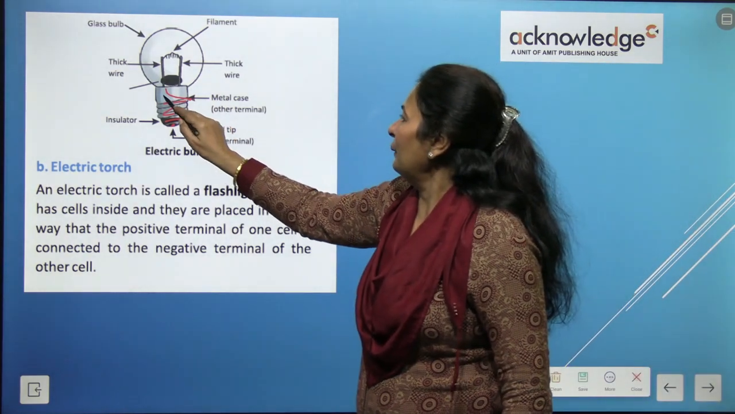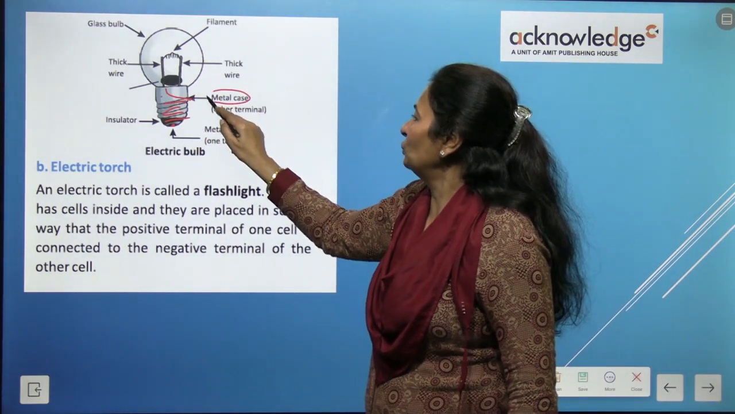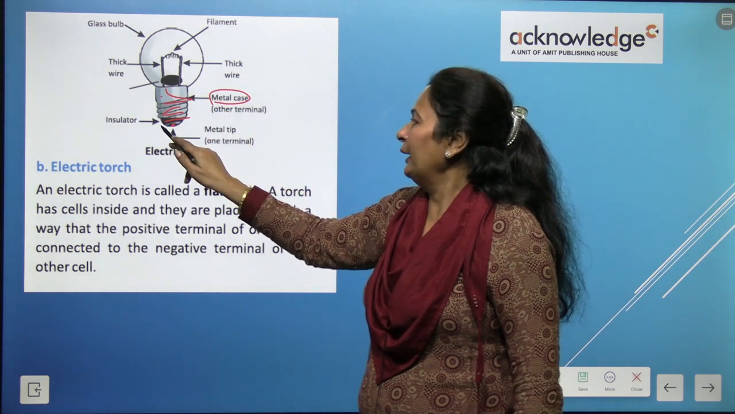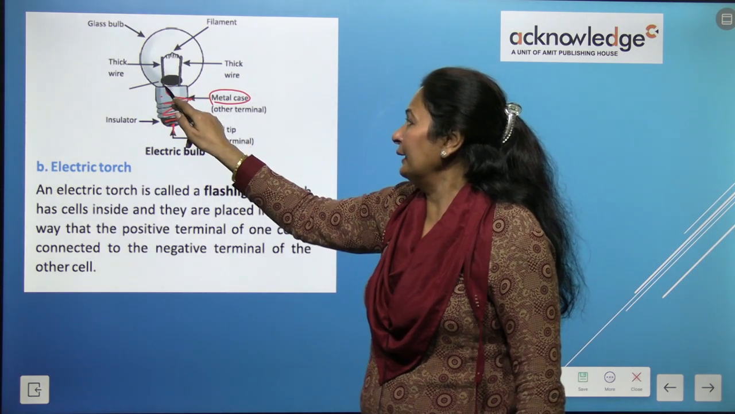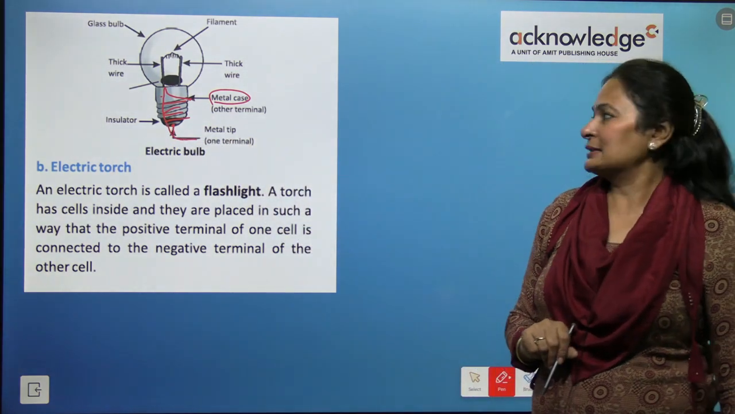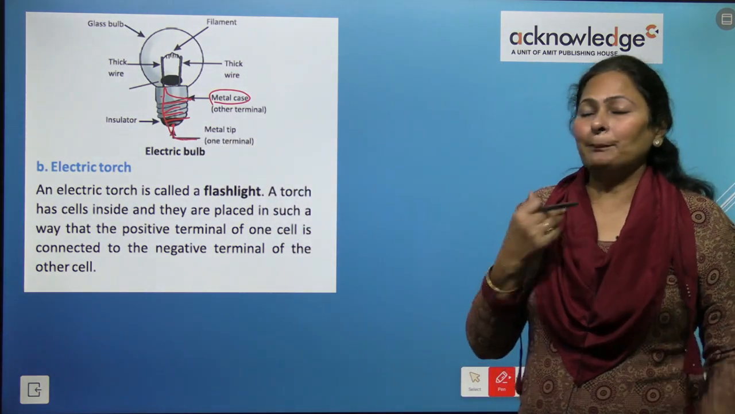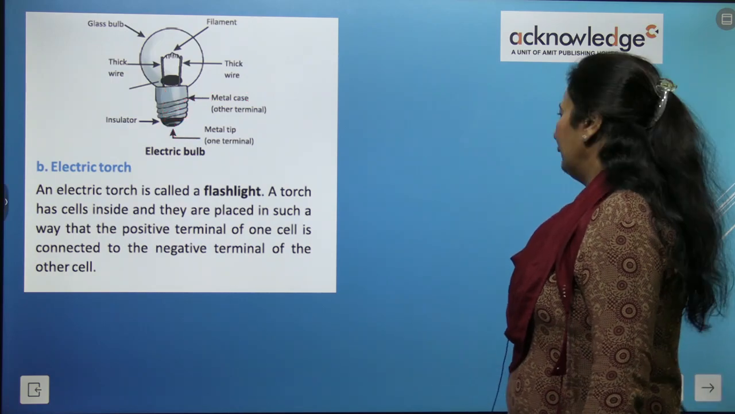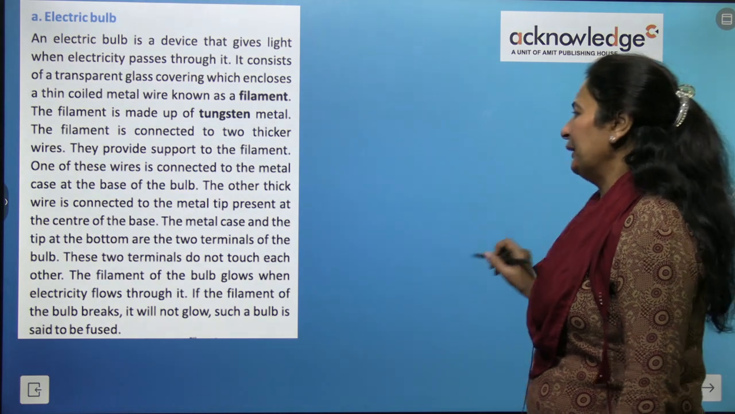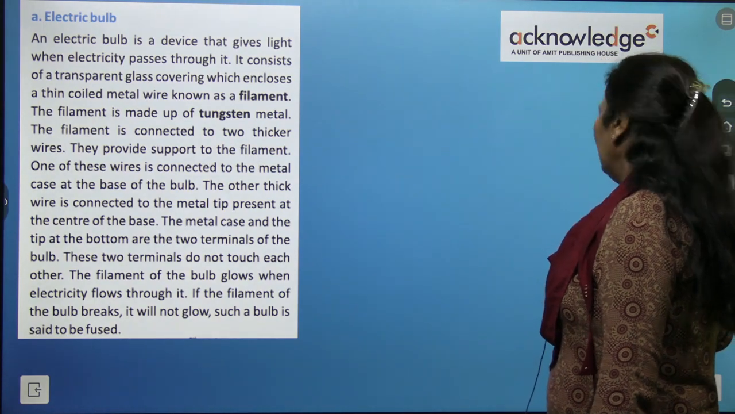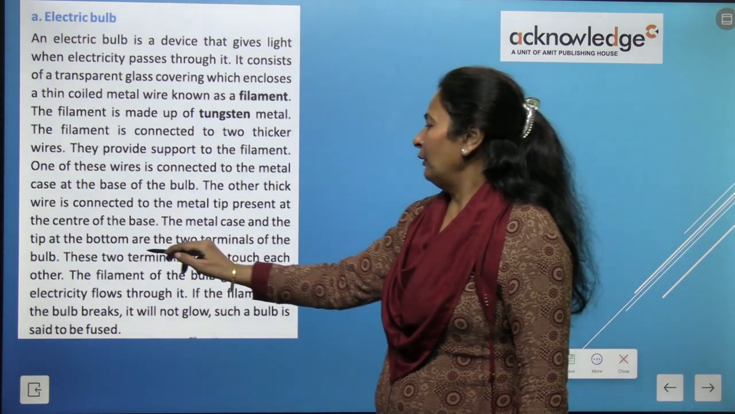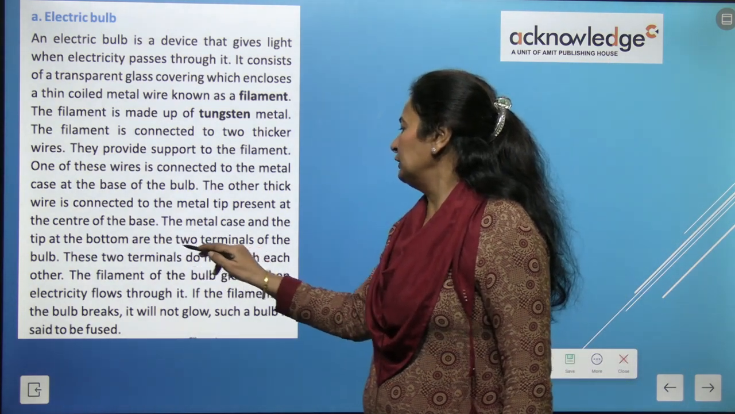This is the metal case that I told you. The first terminal is attached here and the next comes internally to the tip of this bulb, right? The other thick wire is connected to the metal tip present at the center of the base. The metal case and the tip at the bottom are the two terminals.